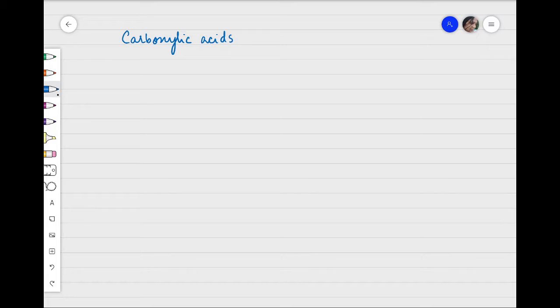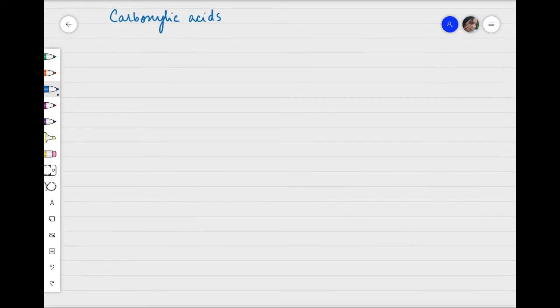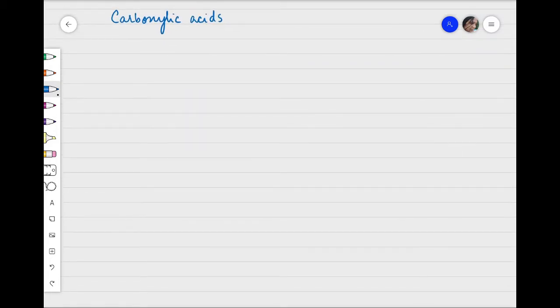We had discussed decarboxylation and now we move on to the reaction with phosphorus halides and thionyl chloride. Okay, so we have phosphorus pentachloride, phosphorus trichloride, and we have our thionyl chloride, which is SOCl2. So we'll discuss how our carboxylic acids react with these three reagents.